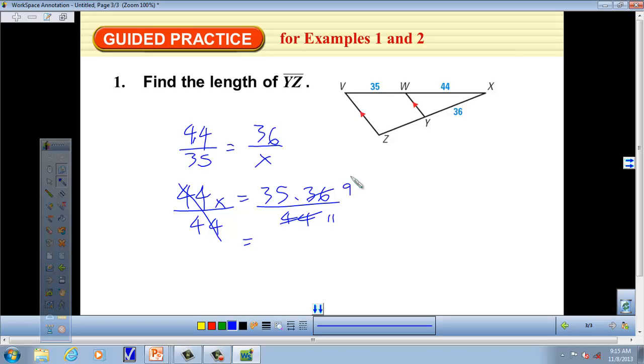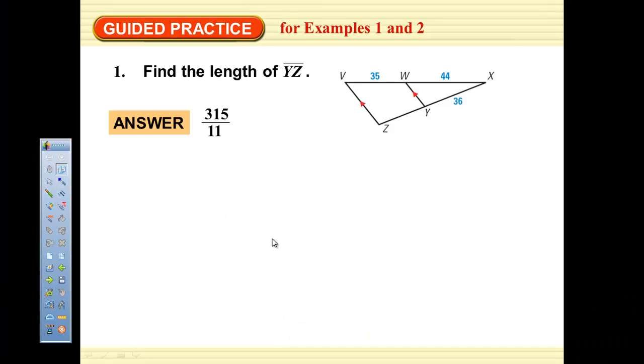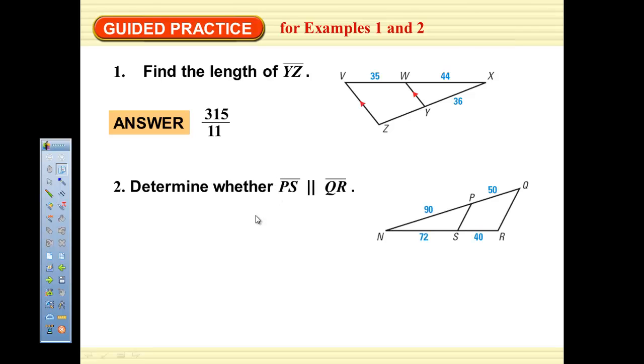So let's see. We would do 35 times 9 divided by 11. And we should get 315 over 11, which is approximately 28.6. Okay? For the second part, we want to show whether these are parallel or not.